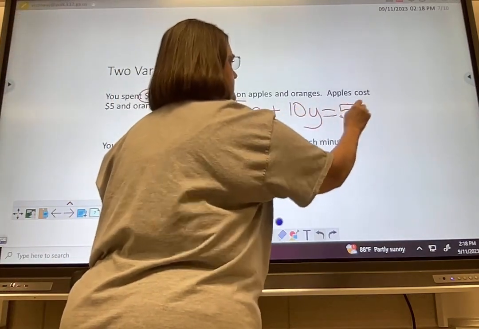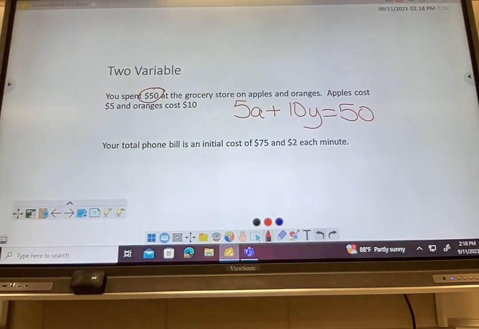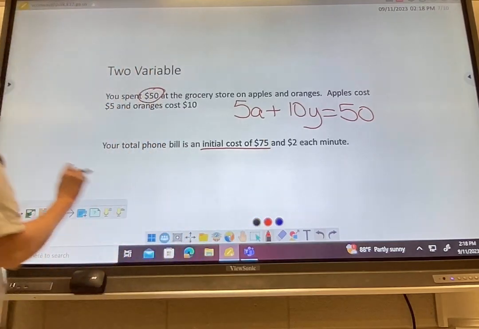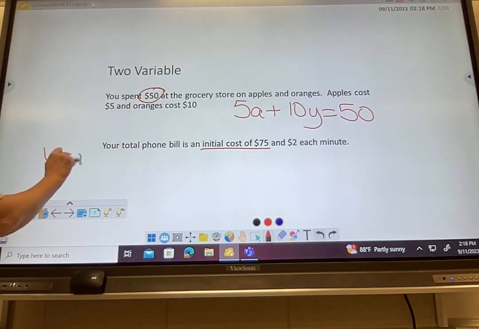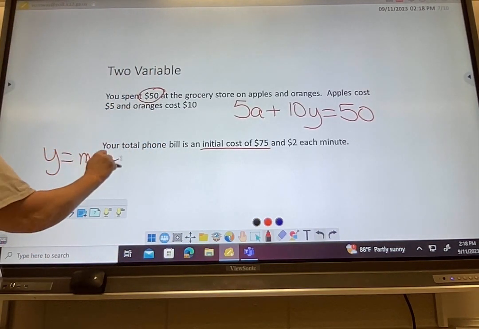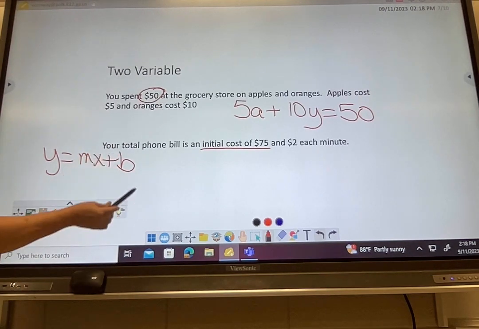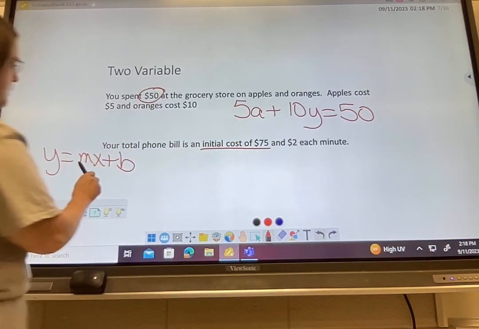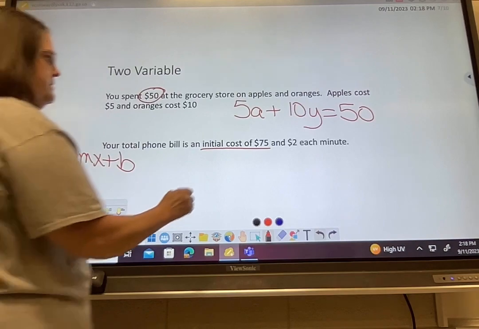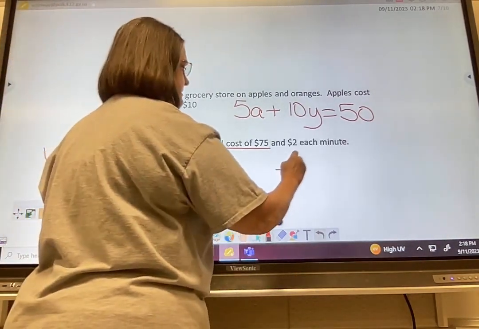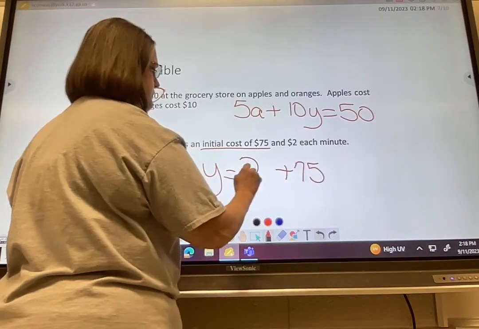Okay, your total phone bill is an initial cost. Now, this is giving me initial cost. That means that this is going to be in the format of y equals mx plus b, because I've got a starting point. So that's my y-intercept. And then however much it is per minute or per whatever would be my slope, my m. So this one's going to be y equals the initial cost of 75 and then $2 for each minute.